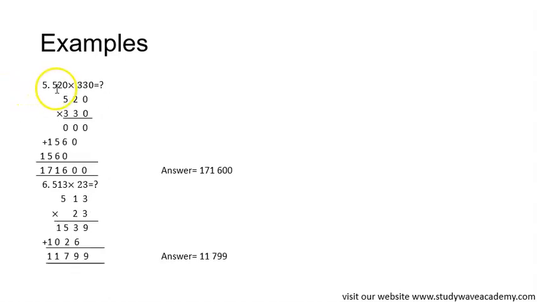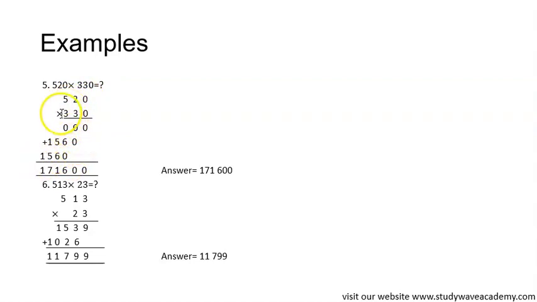We have here 520 times 330. You arrange them accordingly, okay? When you're done arranging, you use the lower digit to multiply the upper digit, and you start with the first digit at your right. Okay, 0 times 0 is 0, 0 times 2 is 0, 0 times 5 is 0. You move to the next number, 3. 3 times 0 is 0, 3 times 2 is 6, and 3 times 5 is 15. Then you move to the next one, 3. 3 times 0 is 0, 3 times 2 is 6, 3 times 5 is 15.